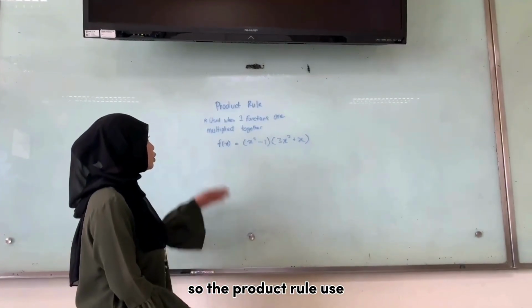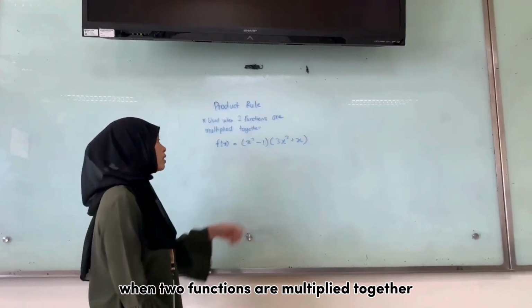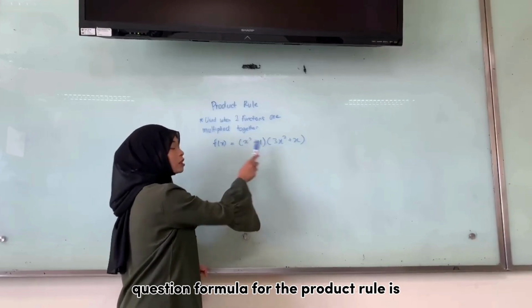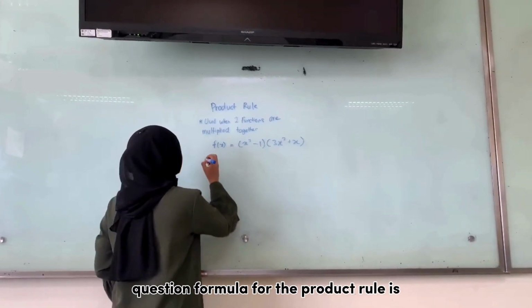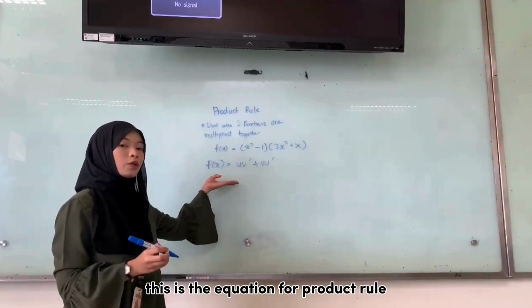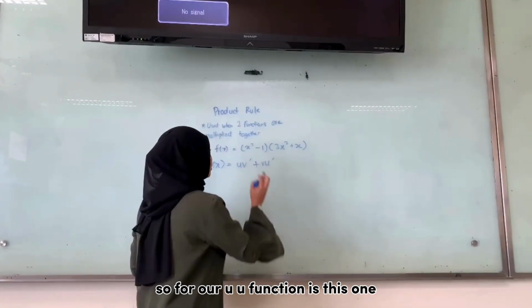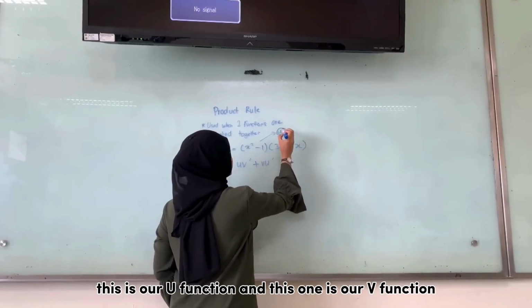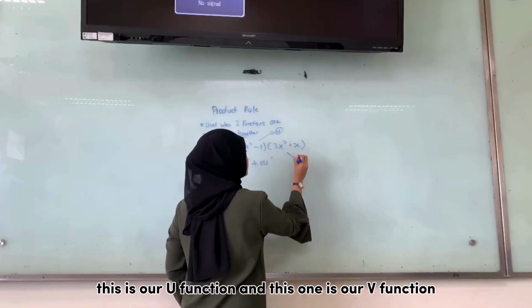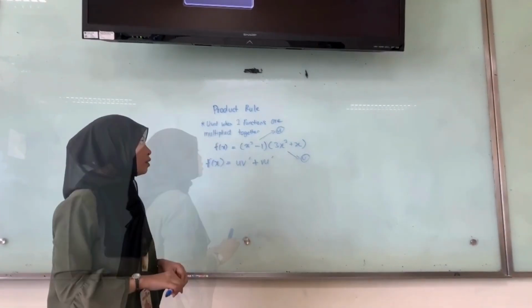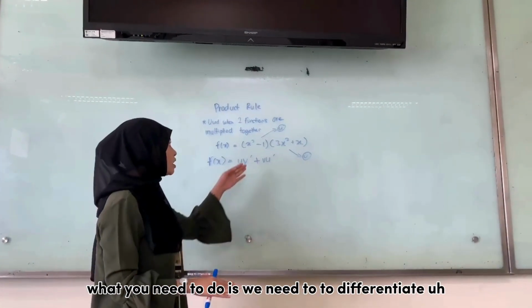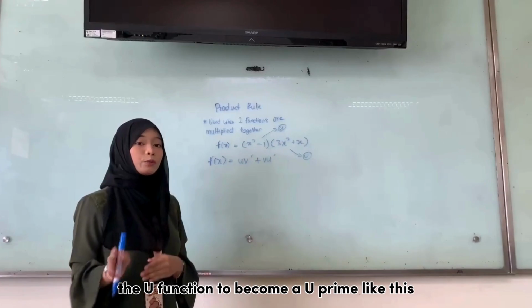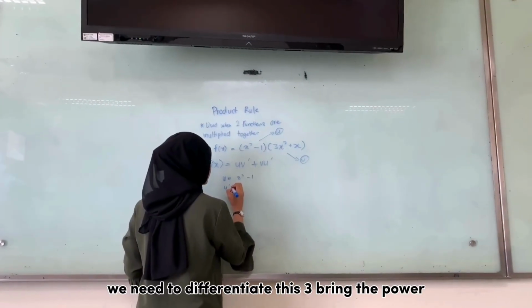I will explain to you guys about the product rule. So the product rule is used when two functions are multiplied together. As an example, like this equation. This is the equation for the product rule. So this is our u function, and this one is our v function. Firstly, what we need to do is differentiate the u function to become u prime, like this.